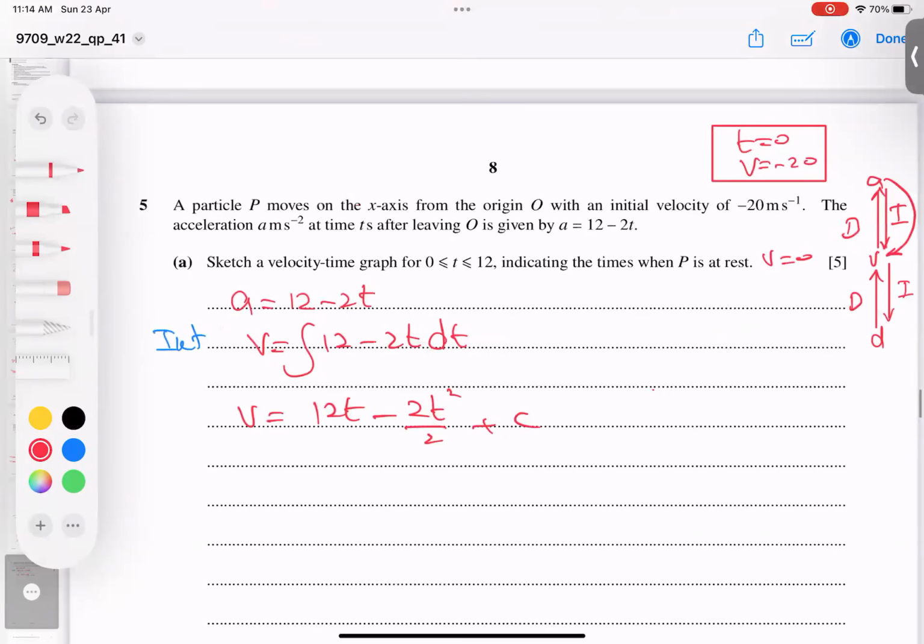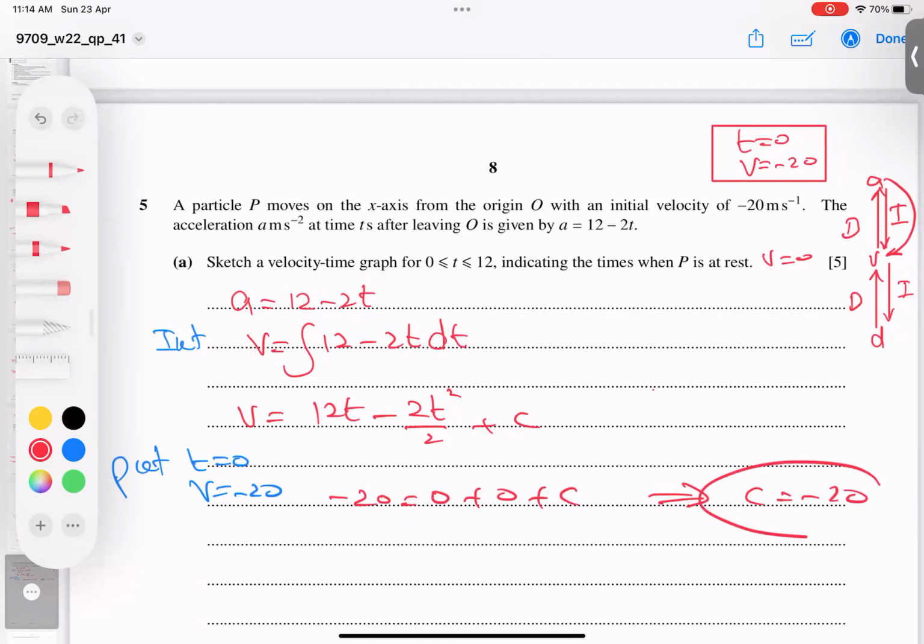Now I use this data given by him. I said put time is 0, velocity is negative 20. So velocity is negative 20 and time 0, and 0 plus c. So c becomes what here? Negative 20. This value I'm copying back. So pure expression of velocity, I'm getting this one. So velocity expression, I got it.